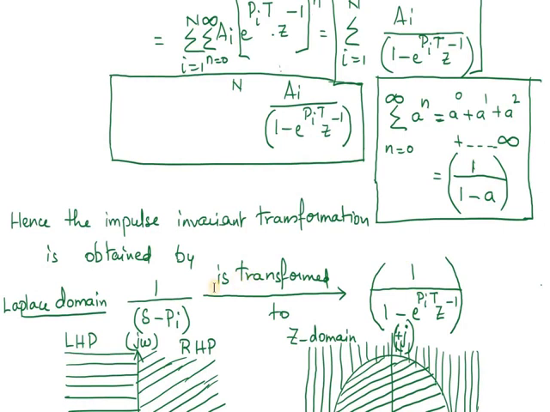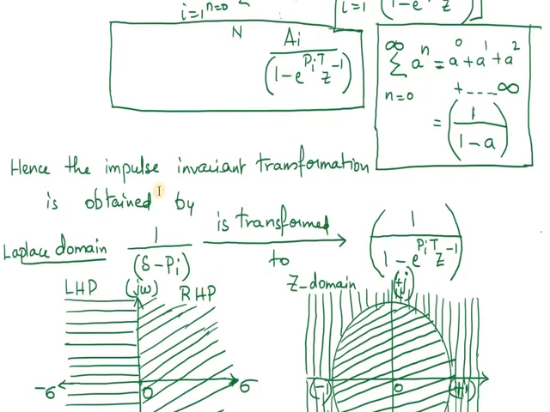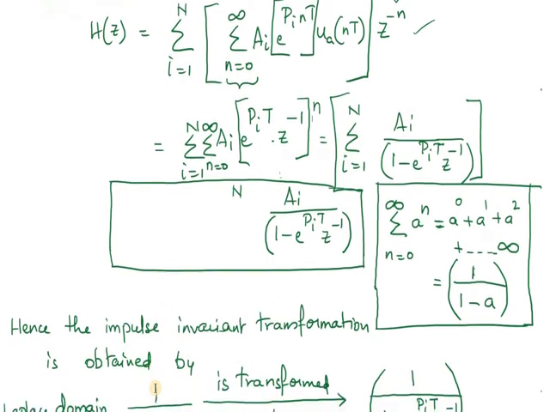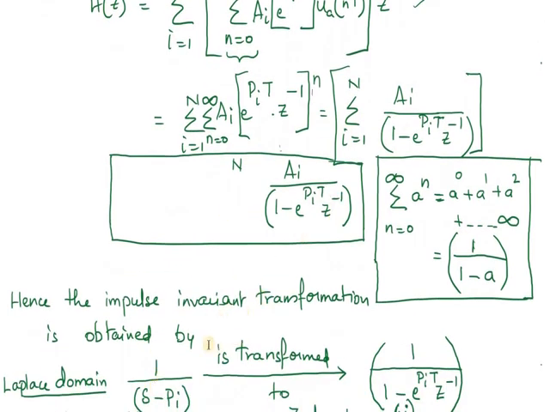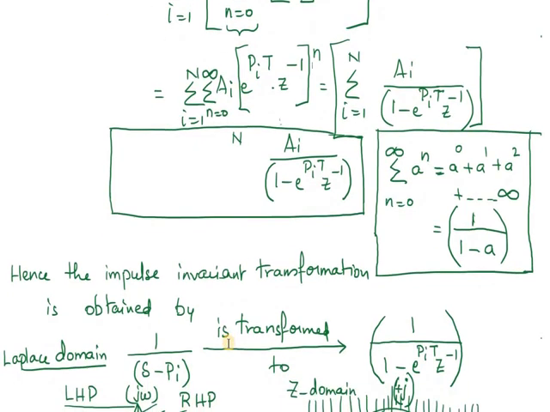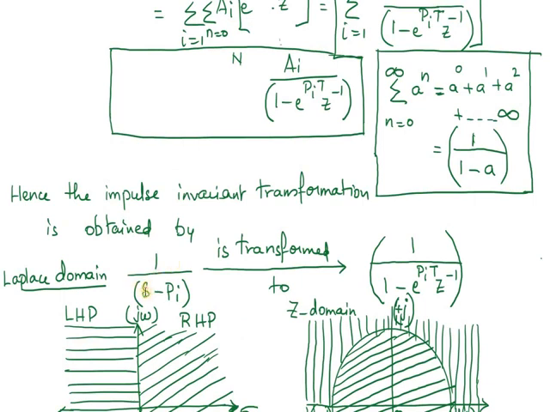So that's all. This is the final expression, H(z). This is the impulse invariant transformation which is obtained by this method. Here we have converted the Laplace domain function into this equation. The term 1 by s minus Pi in the Laplace domain is transformed to this form, 1 divided by 1 minus e raised to Pi T into z inverse.